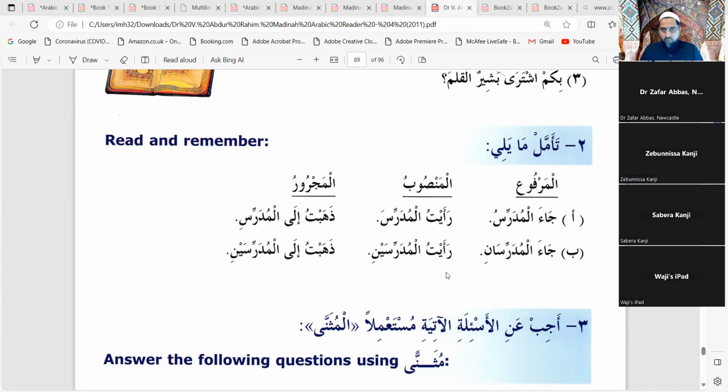Ra'aytu al-mudarrisa. So I saw the teacher. And so again, there is the fatha on the seen. And then Ra'aytu al-mudarrisayn. So I saw the 2 teachers. Correct. Again, the ya and the noon indicate that it's in the accusative.